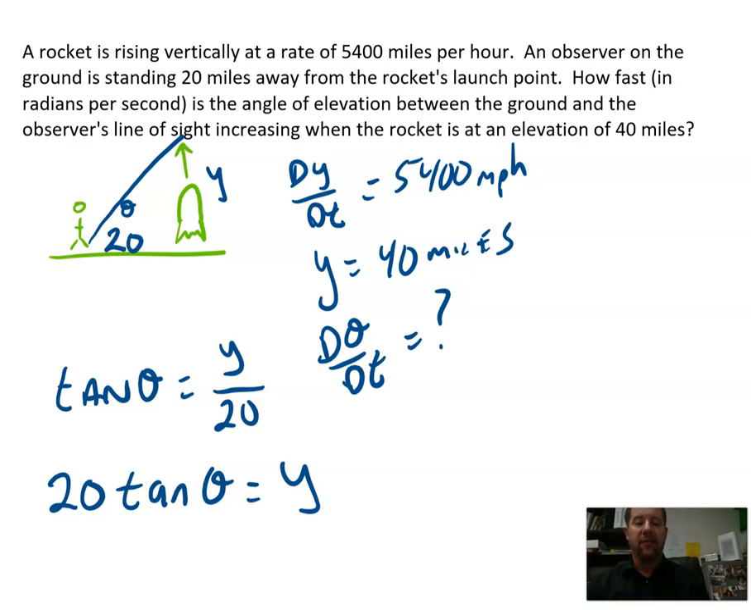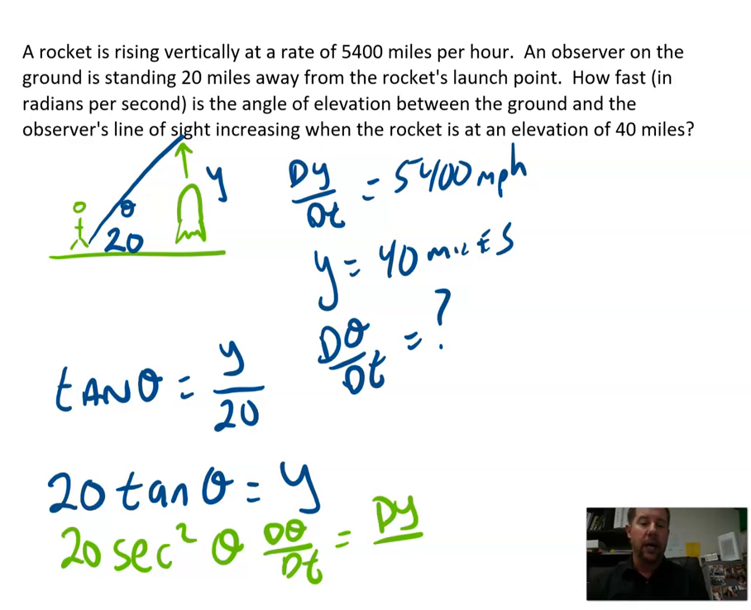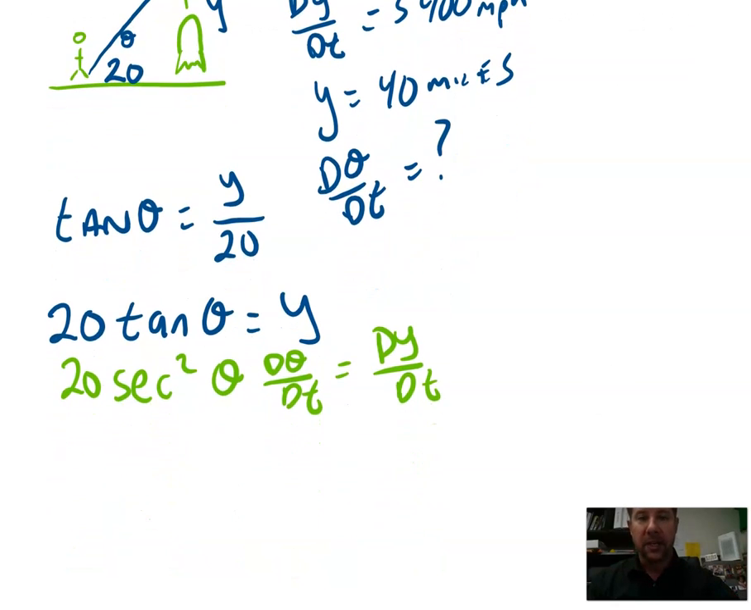So the derivative of 20 tangent theta is 20 secant squared theta. Again, chain rule, we just took the derivative of theta with respect to time equals 1 dy dt. All right. So now we have our related rate. Slide this up here so we have room to continue to work. So now again, I can just start plugging things in.